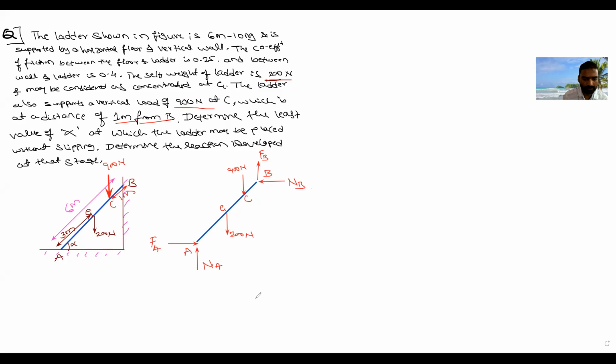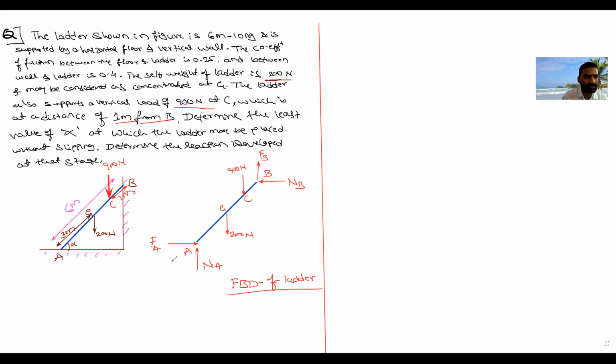Is it understood, everyone? Yes sir. Okay, all of you draw this diagram. This is the free body diagram of the ladder, FBD of ladder.